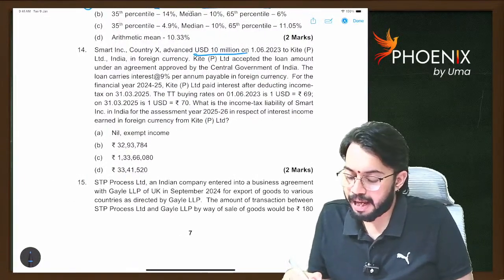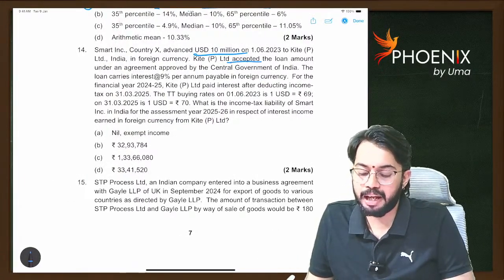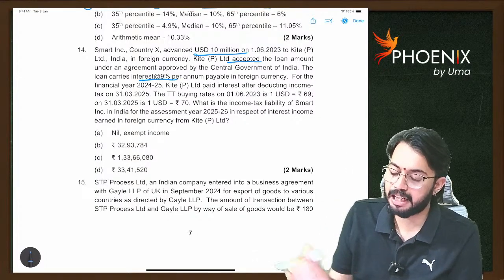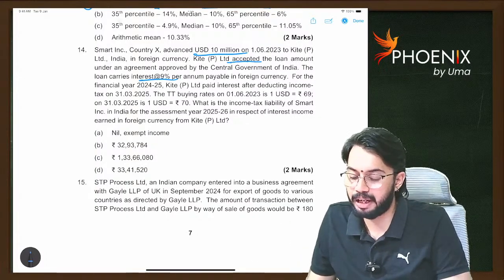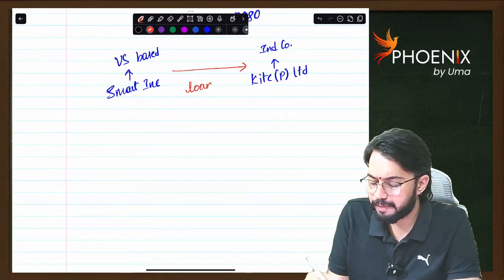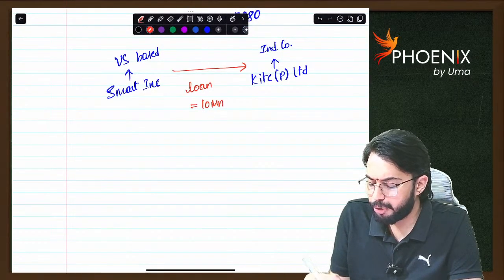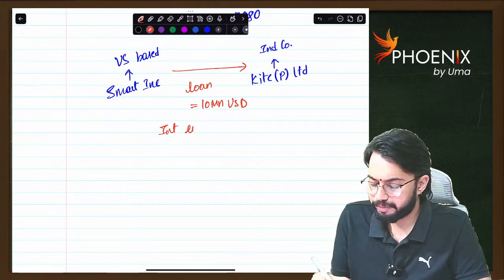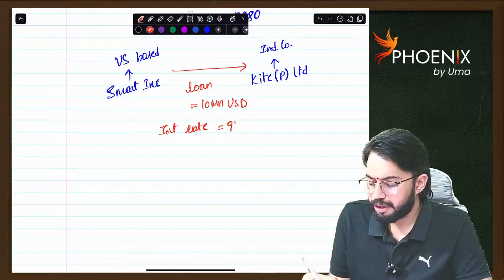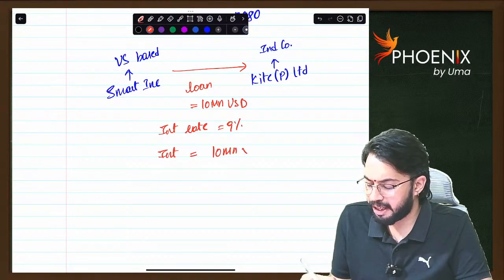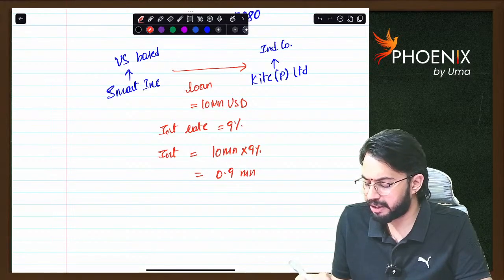Kite Private Limited accepted the loan amount under an agreement approved by Central Government of India. The loan carries interest at the rate of 9% per annum payable in foreign currency. So how much loan was given? Loan is 10 million US dollars. Okay, interest rate 9%. So how much is interest? Interest is equal to 10 million into 9%, which is 0.9 million US dollars.